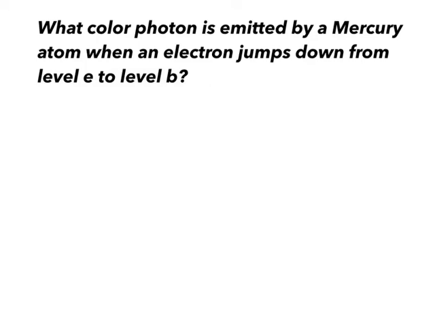So now I have figured out that the energy of the photon emitted by mercury when an electron jumps from level E to level B, the energy of that photon is 2.03 electron volts. But that's not what they asked me for. What they wanted to know is what color this photon would be. So how can I figure out what color this is?